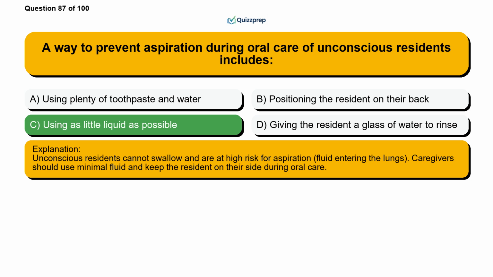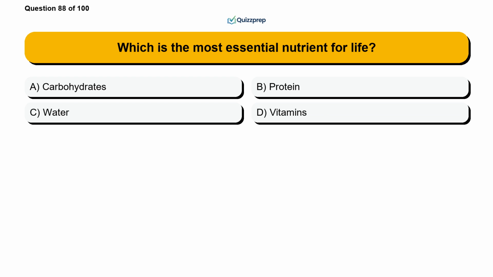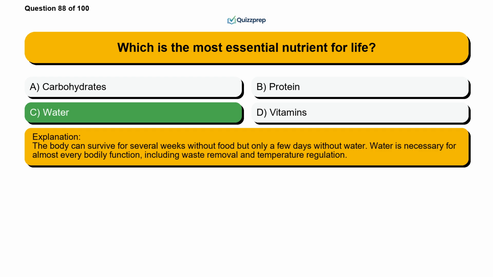Question 88. Which is the most essential nutrient for life? Option A, carbohydrates. Option B, protein. Option C, water. Option D, vitamins. The correct answer is option C, water. The body can survive for several weeks without food but only a few days without water. Water is necessary for almost every bodily function, including waste removal and temperature regulation.